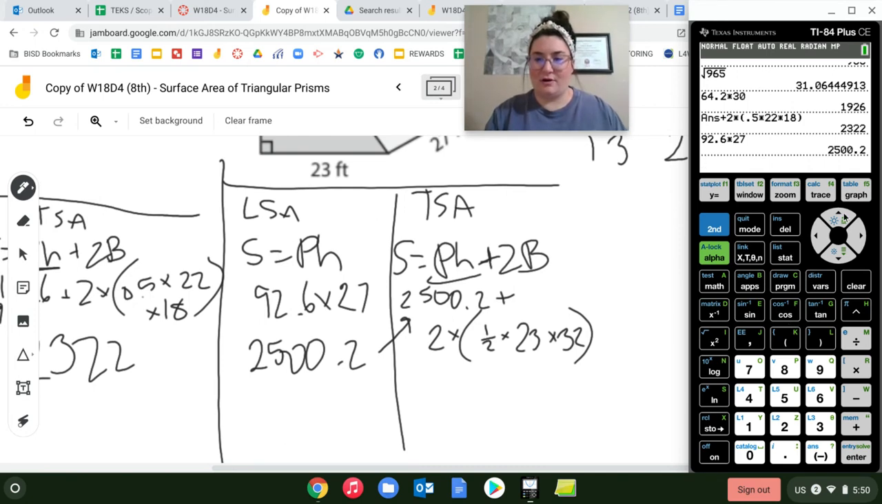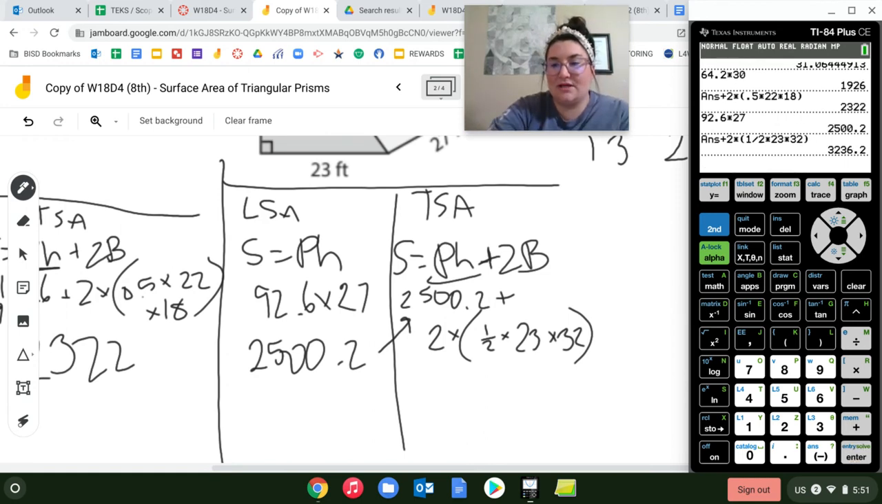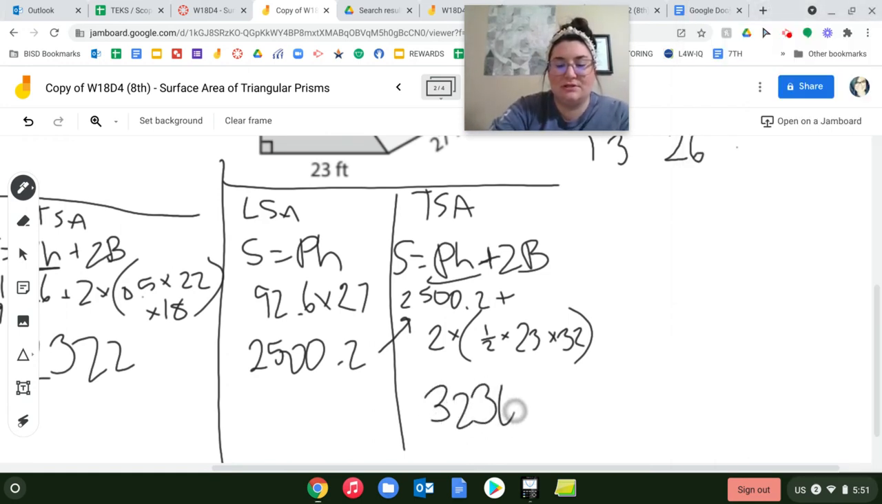Okay, so we have our lateral plus 2 times, we could put in 1 divided by 2. You could put in 0.5, however you like to do that. Times 23 times 32. And that's going to give us 3236.2. Remember to check, is my total surface area bigger than my lateral? Yes. So we should be good there.